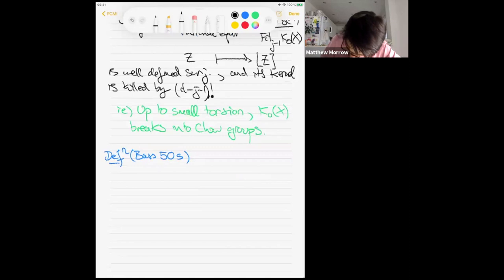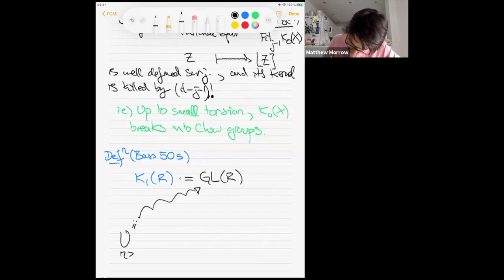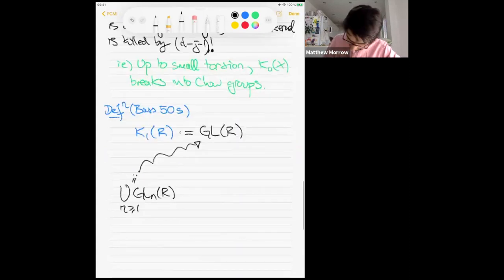So let me move on to K1, though. So we've got K1 of my ring. As I say, we want to somehow classify isomorphisms between free modules, but up to trivial isomorphisms. And then we do that as follows. I take this infinite general linear group, defined as follows: I take the union over all n of GL_n(R), where GL_n I include into GL_{n+1} by sending a matrix to just add a one at the bottom right.